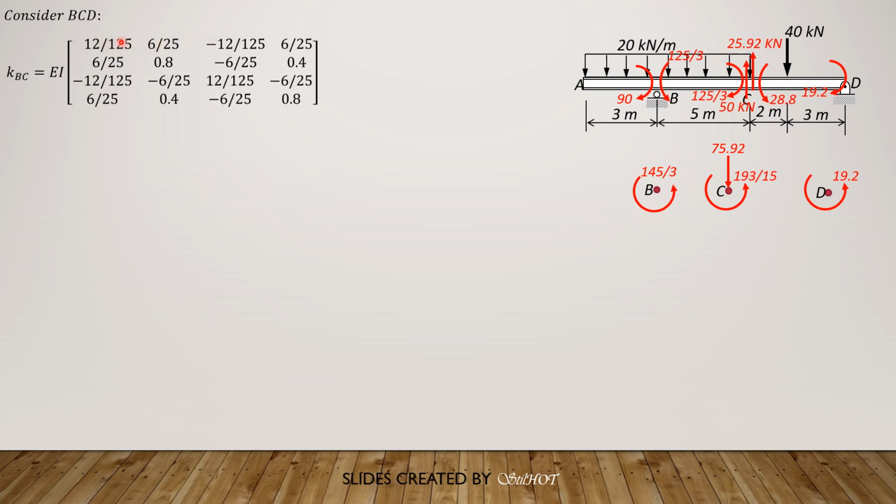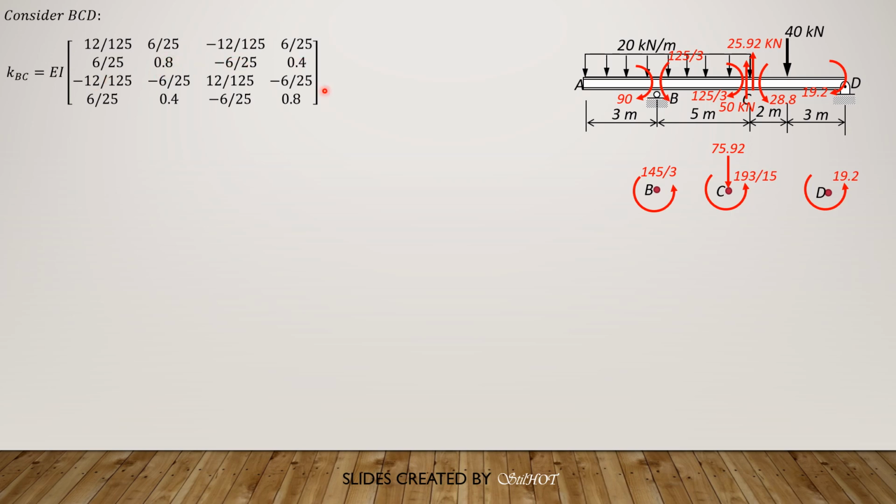Then copy the first element, then make it negative. Copy the second element. This is 6 EI. 6 times 1 over 5 squared is 6 over 25. 4 times EI, 1 over L, which is 5. So 4 over 5 is 0.8. Then copy this, then make it negative. Then half of 0.8 is 0.4.